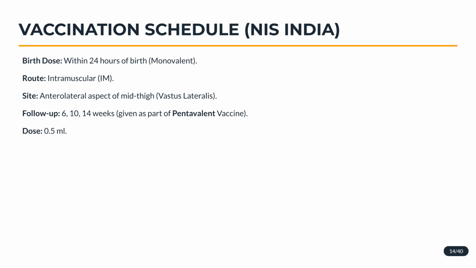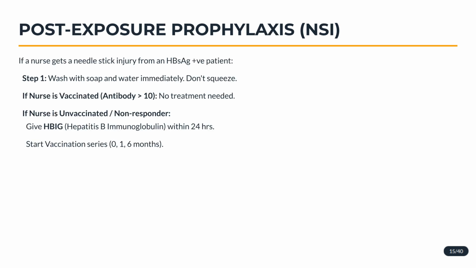For post-exposure prophylaxis following a needle stick injury from an HBsAg positive patient, immediately wash the area with soap and water. If the nurse is unvaccinated, give hepatitis B immunoglobulin within 24 hours and start the vaccination series. The correct answer to the corresponding exam question is C, HBeAg.